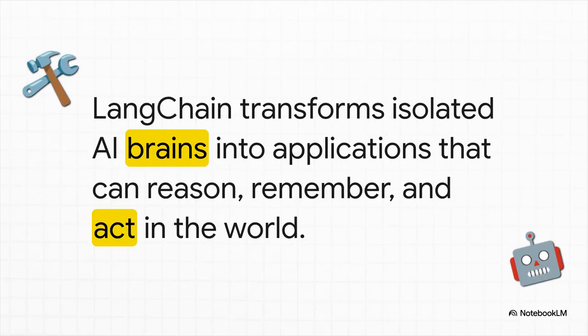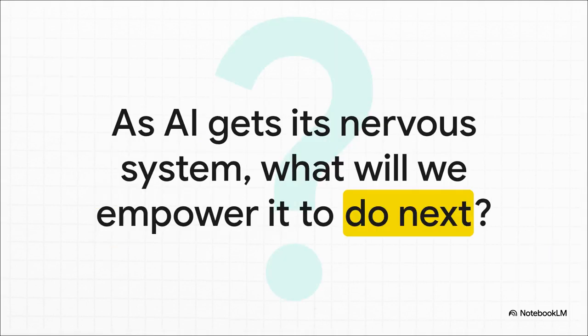So if you remember just one thing from all this, let it be this. Langchain is the essential toolkit that gets that brilliant AI brain out of the jar. It's the nervous system that gives it the power to reason, to remember, and most importantly, to finally act in our world. And really, that just leaves us with this one fascinating thought to chew on.